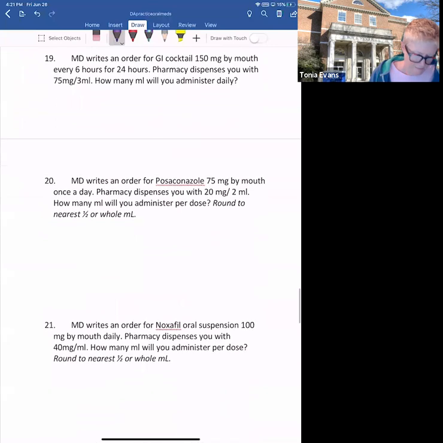Okie doke. Number 19. We have a GI cocktail. That's a kind of a mix of drugs that we use for people who have GI upset. Just to put it simply, it kind of rules out whether something is cardiac or stomach. You give somebody a GI cocktail and their pain goes away, it's probably their stomach. Just kind of in a nutshell.